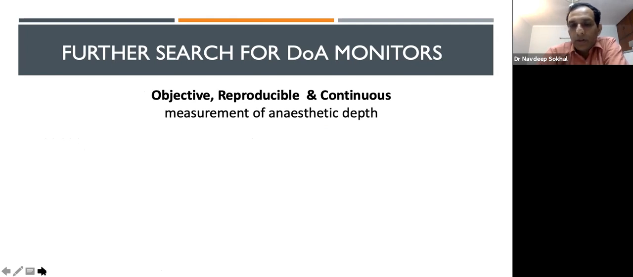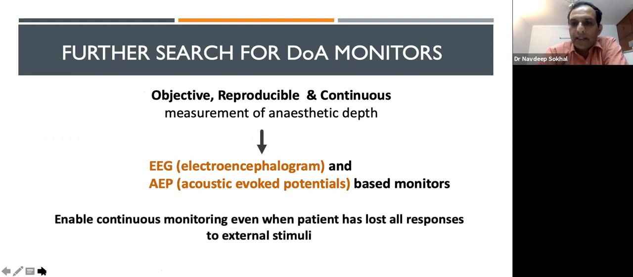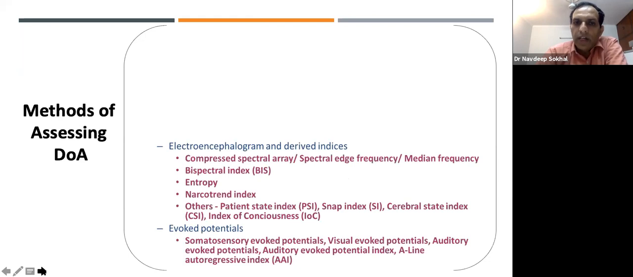And so we came up with two kinds of objective monitors, EEG and auditory evoked potential based monitors. And these monitors are the ones which we use presently, and they enable us to monitor the depth of anesthesia even when the patient has lost all responses to external stimuli. That is, they are not dependent on the patient's movement or other things. So having said that, we just had a look at what were the monitors which were developed.